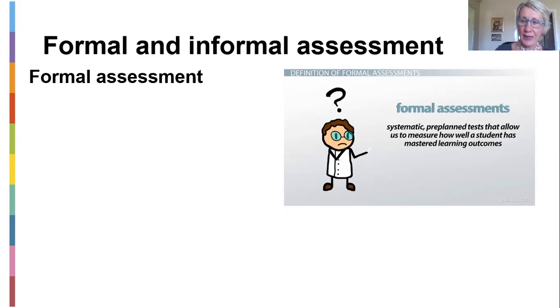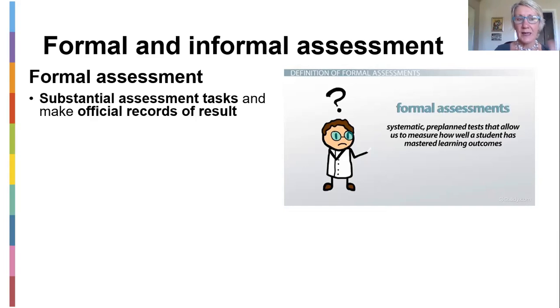Do they know how to write an introduction? So I will pre-plan a formal assessment for my students to write an introduction to an essay, and then I can assess how well they have mastered those outcomes. So it's a substantial assessment task, and I must give an official record of results as I do for your assignments, that these marks go onto Turnitin and they come through to Gradebook.